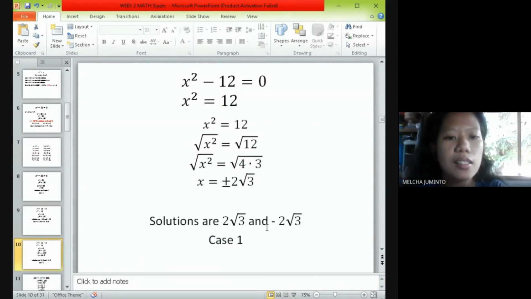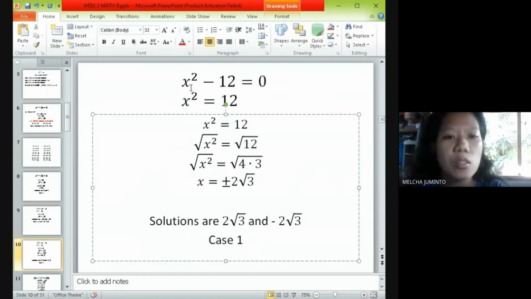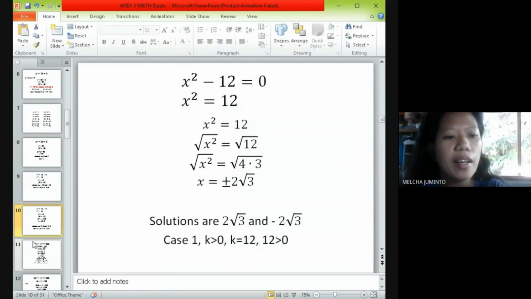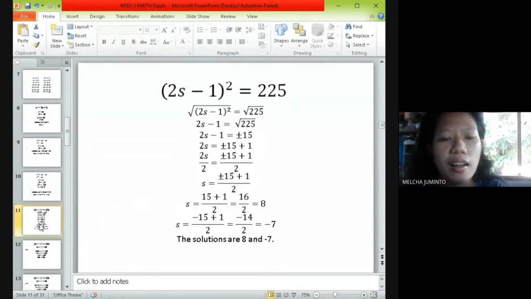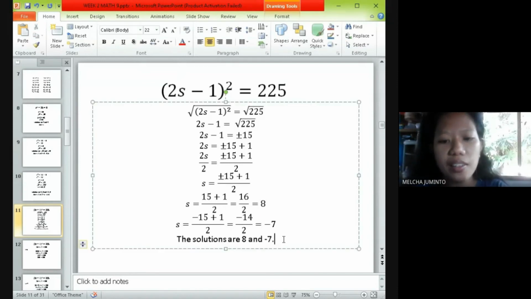Next is this. X squared minus 12 equals 0. 12 yung value ng k. Still in case 1 because k is greater than 0. K here is equal to 12. We all know that 12 is greater than 0. So, case 1 pa rin. Na-follow nyo yung ginagawa ko? Yung sinabi ni Micaela para clear. Okay po? Next, here, ito na yung nasa book.